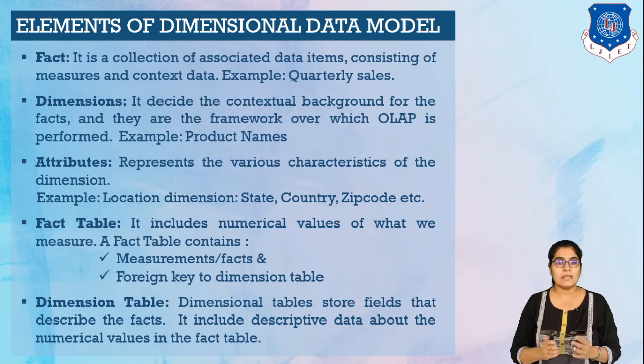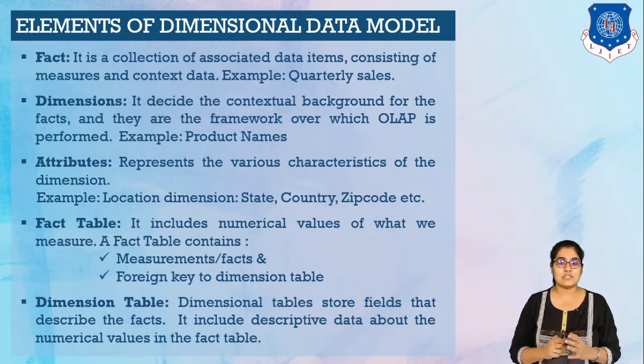etc. Next is attributes. The attributes are the various characteristics of the dimension in dimensional data modeling. In the location dimension, the attributes can be state, country, zip code, etc. Attributes are used to search, filter, or classify facts. Dimension tables contain attributes. Next is the fact table. A fact table is a primary table in dimensional modeling. A fact table contains measurements or facts and foreign keys to dimension tables.